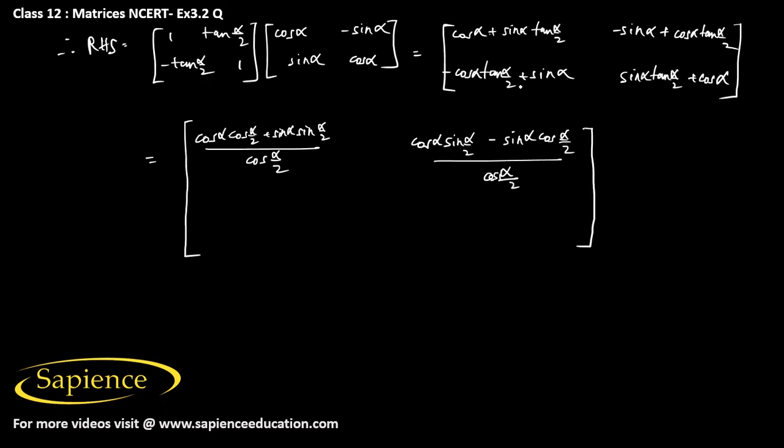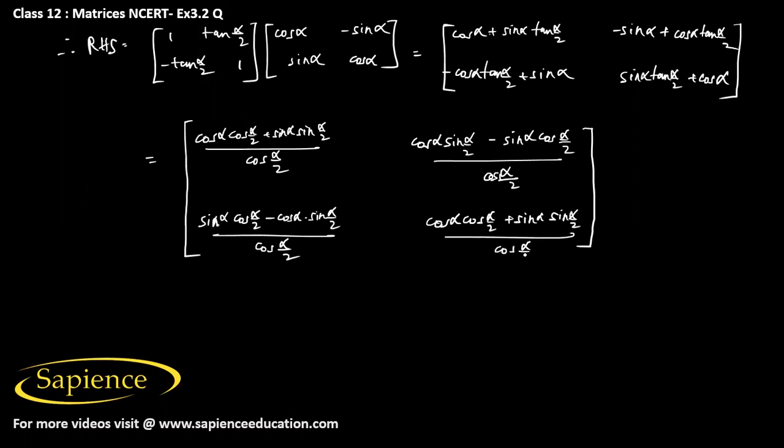Then here also, if you take the LCM, this will be sin alpha into cos alpha by 2 minus cos alpha into sin alpha by 2, divided by cos alpha by 2. And in the last entry, again we can take the LCM. This will be cos alpha into cos alpha by 2 plus sin alpha into sin alpha by 2, whole divided by cos alpha by 2.